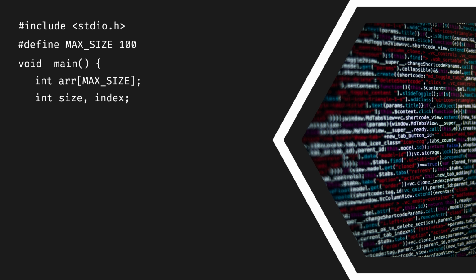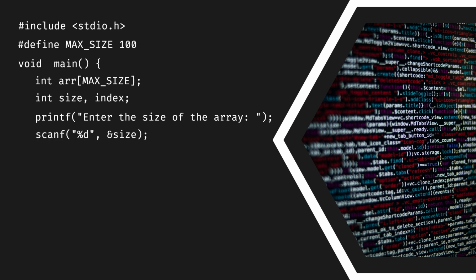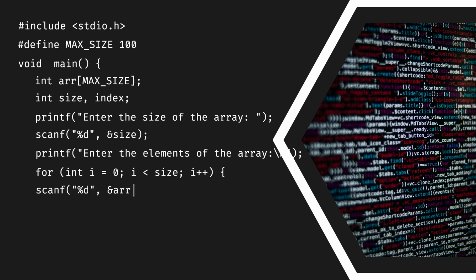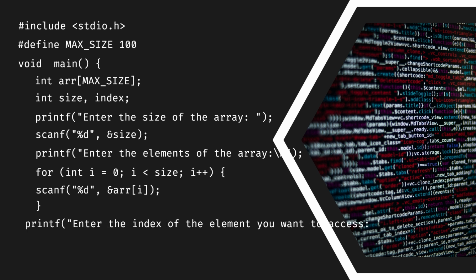I have taken two more variables, size and index. First of all, I want to print a message like "enter the size of the array", and I have stored whatever value is entered by the user into the variable named size. Then, enter the elements of the array inside the loop. I have used one for loop. It starts from 0 up to size minus 1, with i plus plus, that is an increment.